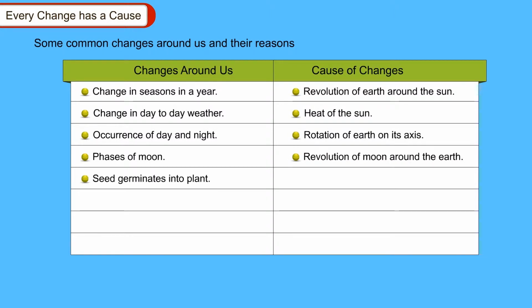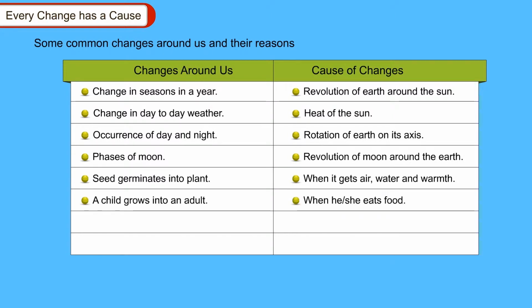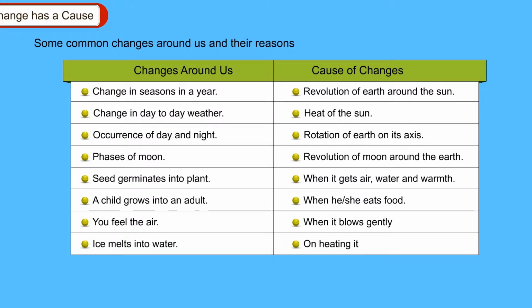Seed germinates into plant when it gets air, water and warmth. A child grows into an adult when he or she eats food. You feel the air when it blows gently. Ice melts into water on heating it.